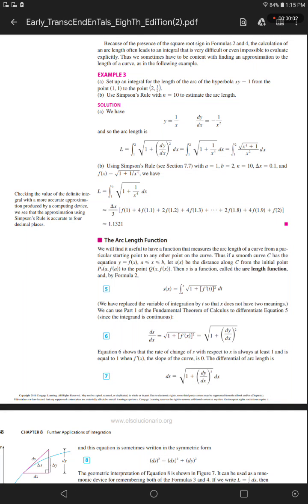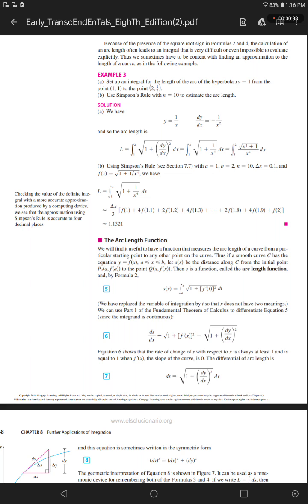Example 3, Part A. Set up an integral for the length of the arc of the hyperbola xy = 1 from the point (1, 1) to the point (2, 1/2). Part B. Use Simpson's rule with n = 10 to estimate the arc length.